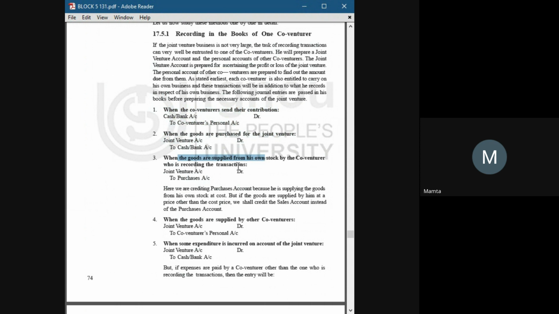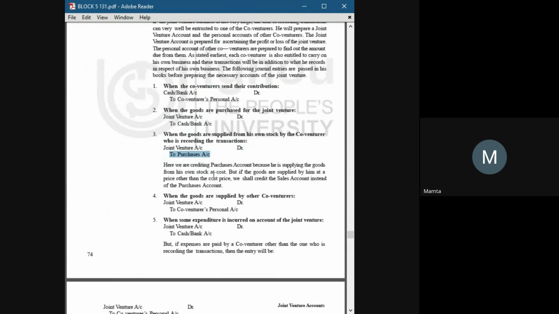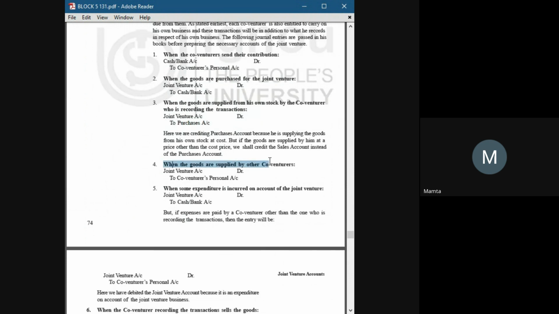Goods are supplied from B's factory to the joint venture firm. In that case, he will pass the entry: joint venture account debit to purchases account, because goods have been added to the firm. When the goods are supplied by other co-venturers, joint venture account debit to the co-venturer's personal account.